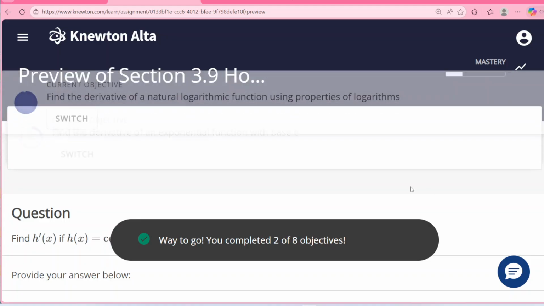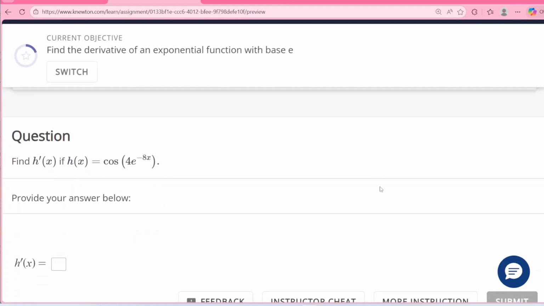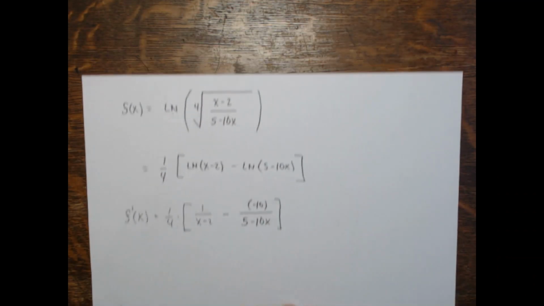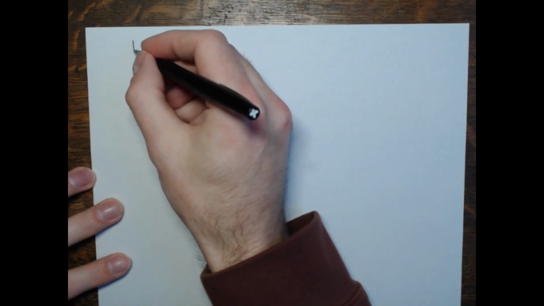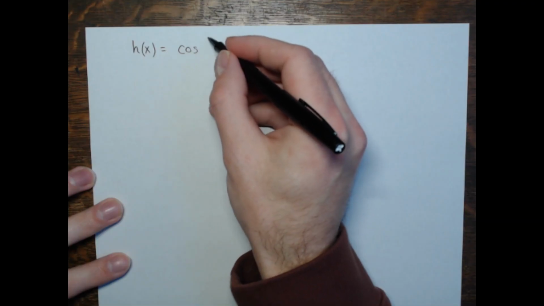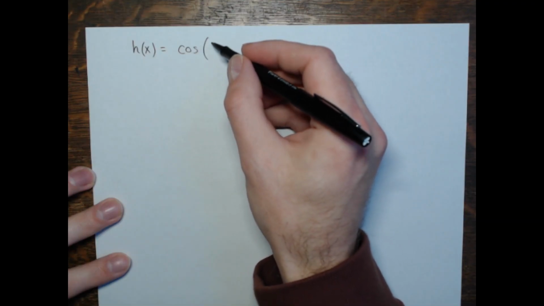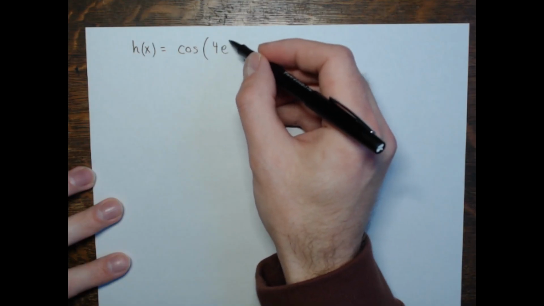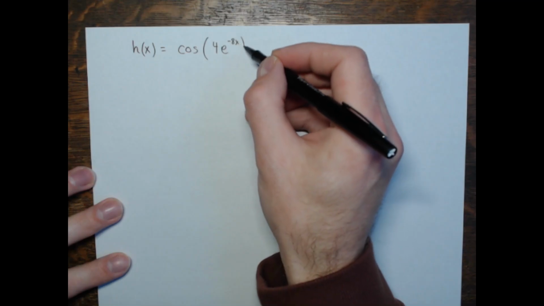Great. And back to the ones with e's involved. All right, so this is definitely one where I got to use the chain rule. It's not just the cosine of x, it's the cosine of this exponential function in here: cosine of an exponential, 4 times e to the negative 8x power.